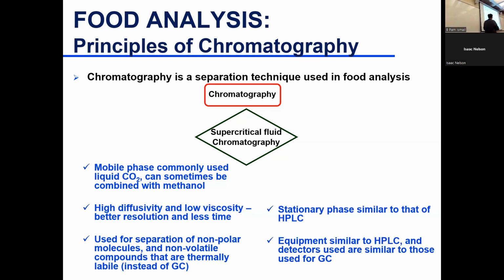The stationary phase is very similar to the phases that we're going to describe for high performance liquid chromatography. The equipment is also similar to HPLC, but the detectors used are similar to those you covered for GC. So you can have an FID, for example, and the ionization detector could be used in supercritical fluid. So that's all I need you to know about this type of chromatography.